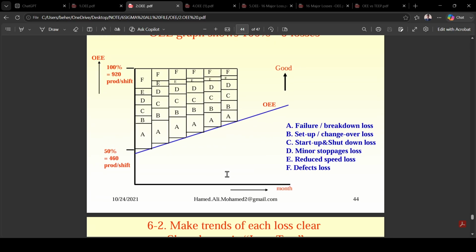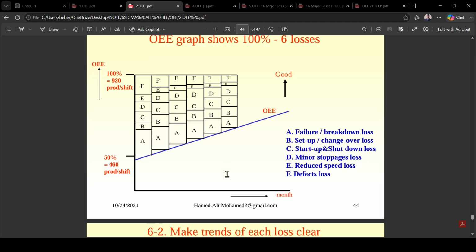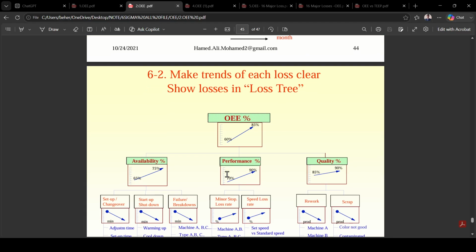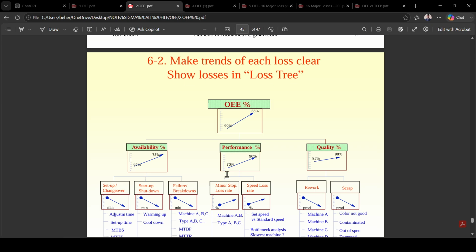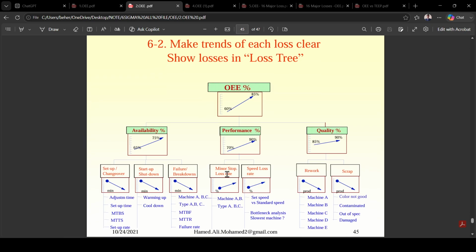So this is how to make the trends of each loss clear: the OE graph, 100% of the six losses, so you can understand it clearly. Then make the trends of each loss clear in the loss tree. This is the loss tree; you can make that tree. Then you see how problems come.